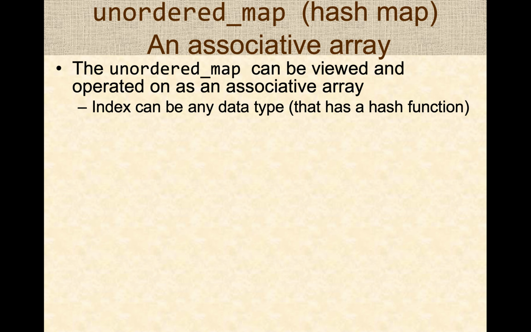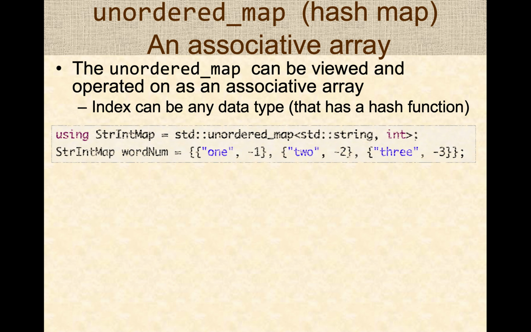Alright, now let's switch gears and look at unordered maps. Recollect that unordered maps are also called hash maps or dictionaries in other programming languages. Unordered maps can also be viewed and operated on as what is known as an associative array, where the index of the array can be any data type. In general, it's assumed that these data types have a hash function. If they don't, we can always implement a custom hash function for some of these data types.